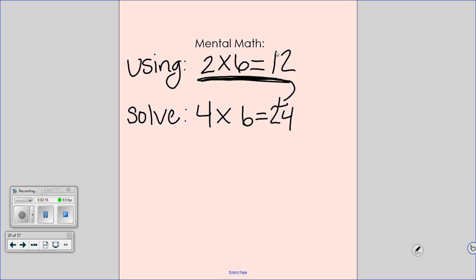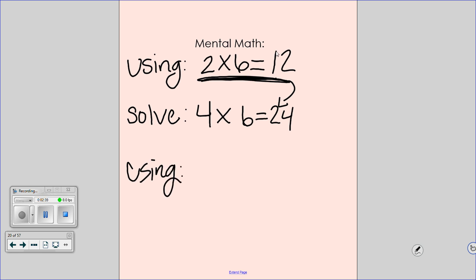Did Lindley have to skip count by 4s? No. Lindley, are you super good at skip counting by 4s? Yeah, you are. Cool. I'm not. I try not to do that, and I'm definitely not good at skip counting by 6s. But if I know my 2 times 6, I can use that to figure out 4 times 6. All right, let's do another one.